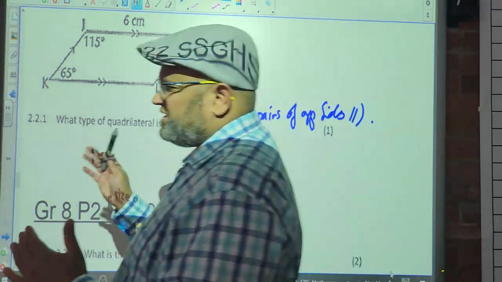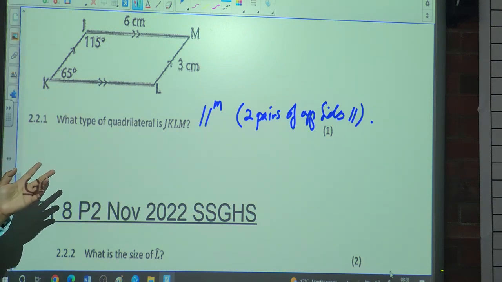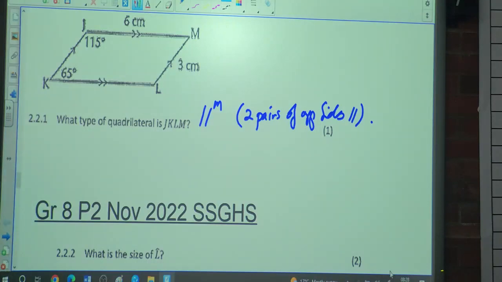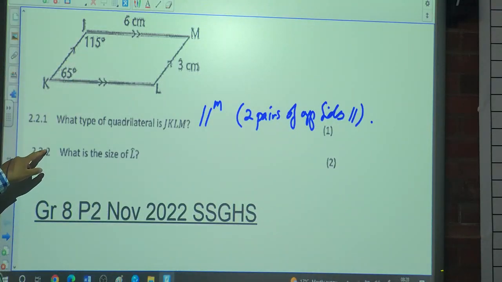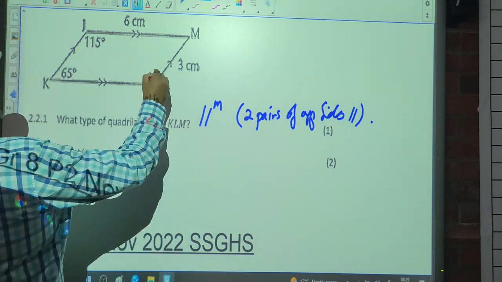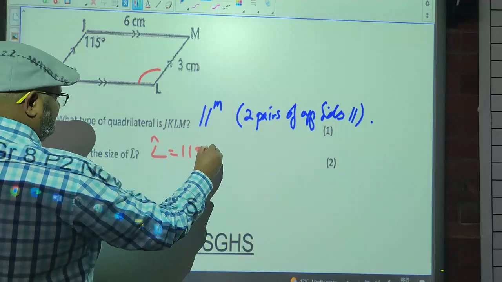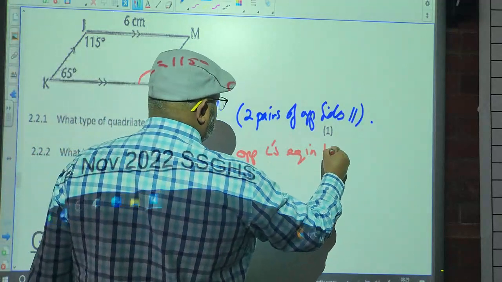Okay, as it is tilted, it could be a rhombus as well. But we would need to have been told that all the sides are equal. Even if it had looked equal, I would still have said it's a parallelogram. Why? Because the sides were not given as equal. You guys understand? So it's a parallelogram, and the reason is that opposite sides are parallel. L, what's the size of angle L? The angle L is 150 degrees. Why? Opposite angles are equal in a parallelogram.